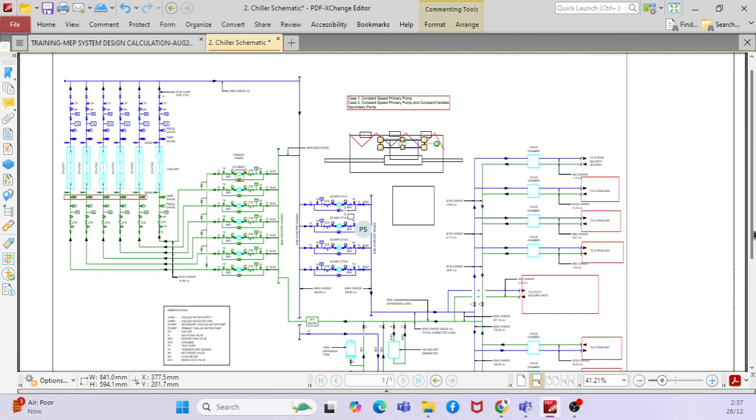But this is only in the case of a three-way valve scenario. A three-way valve means you are bypassing the entry flow, right? For example, you have 100 liters per second supplying, and you require only 50 liters per second. That means the 50 will be bypassed. But as a return, you will get 100 only.